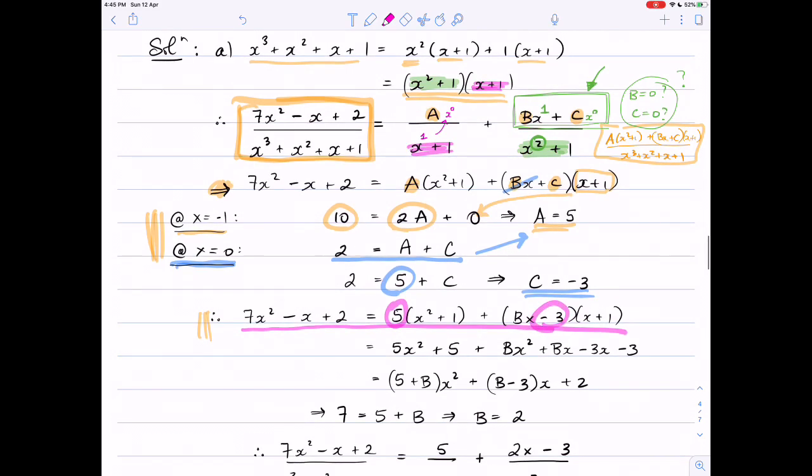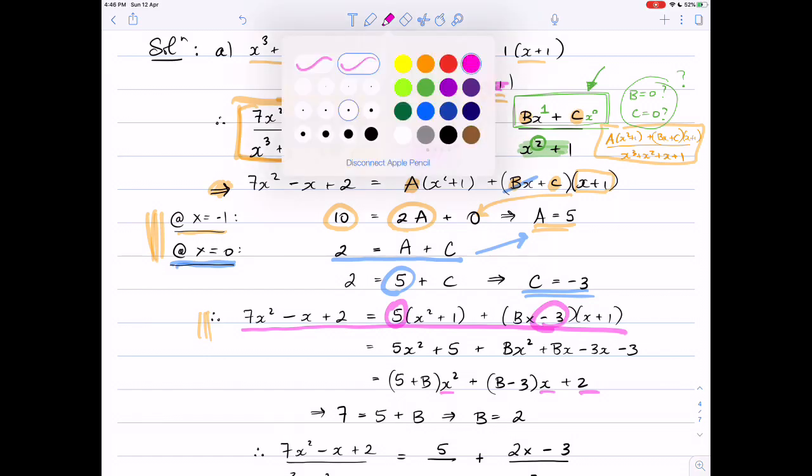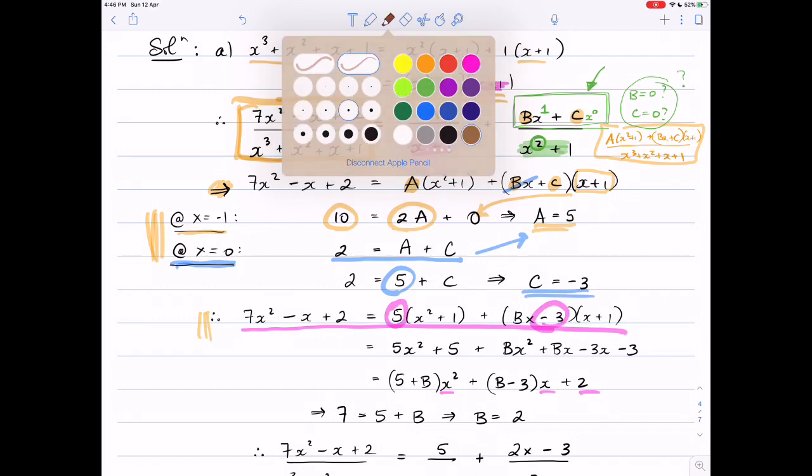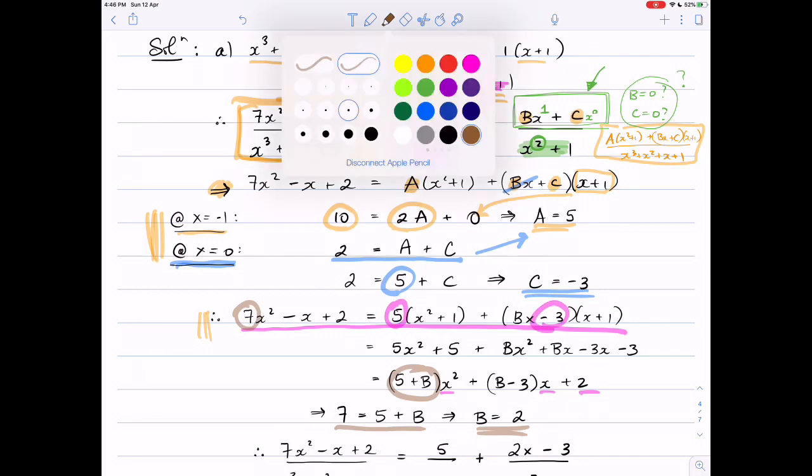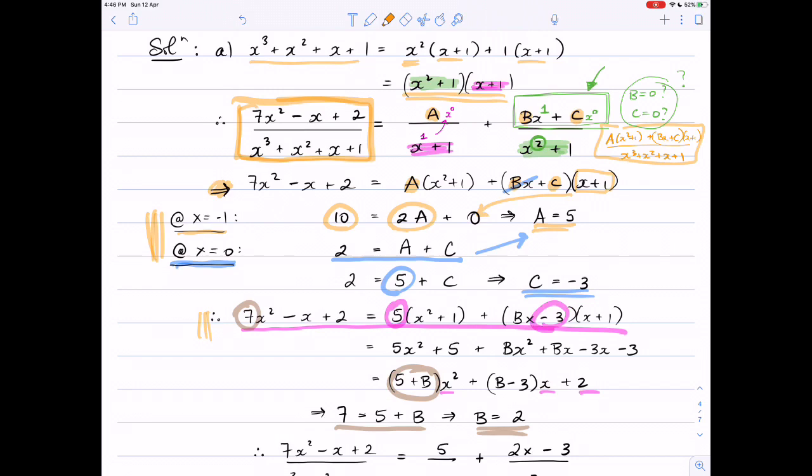I expand and collect the coefficients of the square, the linear, and the constant term. And then I compare. It doesn't matter which one I compare. They would all give me the same value of b, so I have chosen to take the coefficient of the square and the coefficient of the square. So if 7 is 5 plus b, then b is 2. Right? So there's a mix and match method. You could do this all with systems of equations. There's more than one way of solving for those constants.